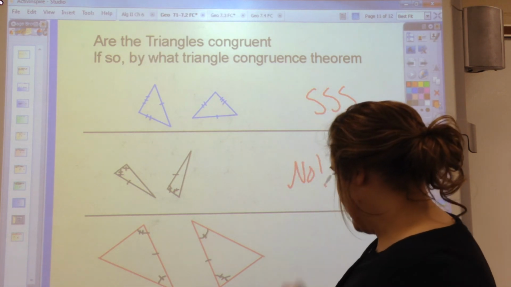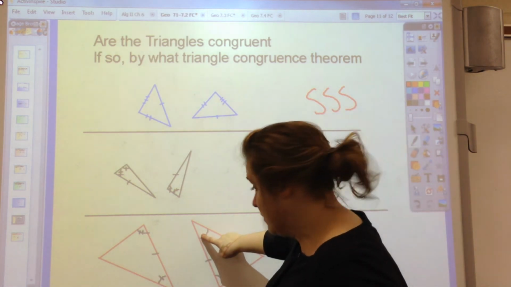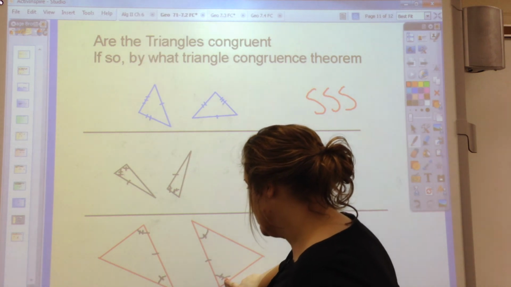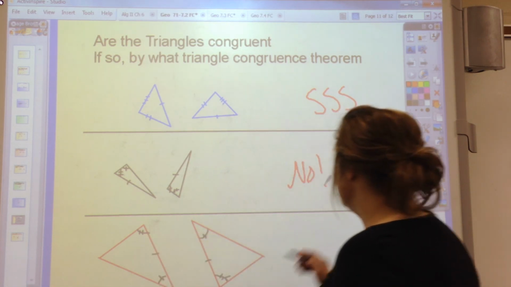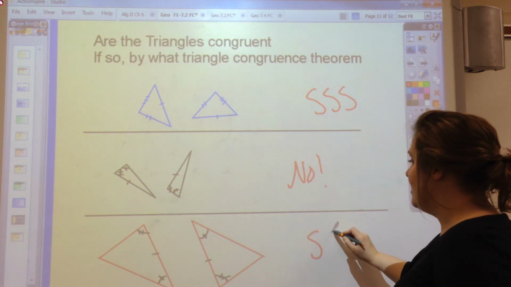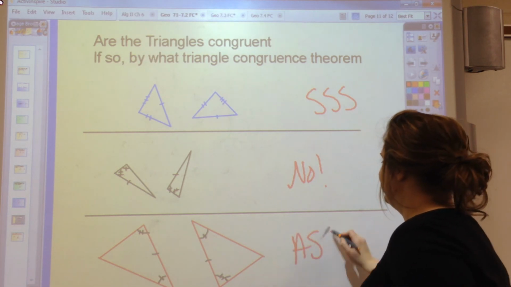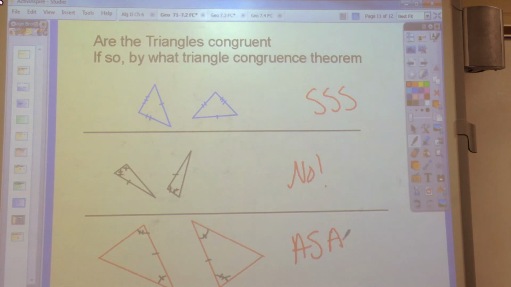Now let's look at this one. I have the single dash mark here, a side length, and then the double dash mark. Here, single dash mark, side length, double dash mark. This one is going to be yes because of the side, angle, side, angle. All right?